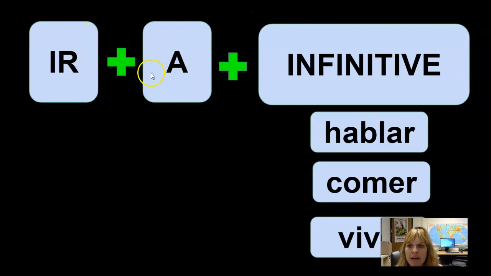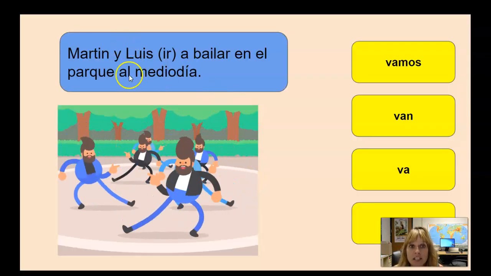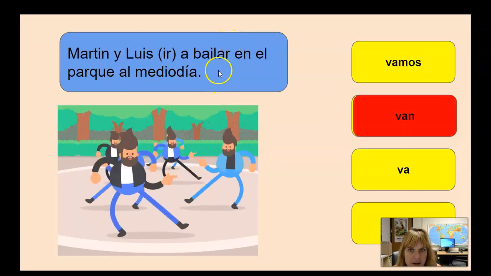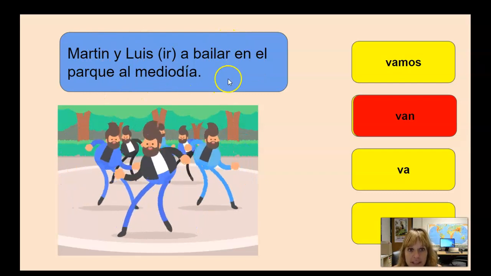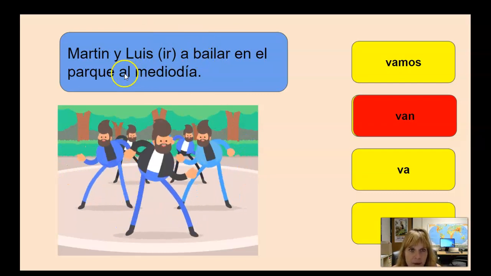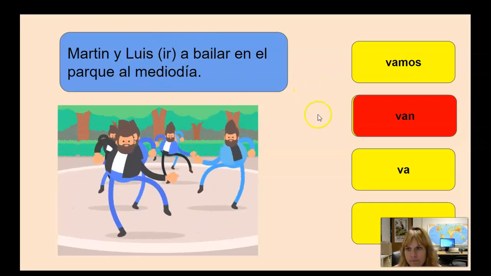So yo voy a comer la pizza. I am going to eat pizza. Voy a vivir en Europa durante mis veranos. I am going to live in Europe during my summers. Okay, so that's ir plus a plus the infinitive. So Martín y Luis van a bailar en el parque al mediodía. So Martin and Luis are going to dance in the park at noon.